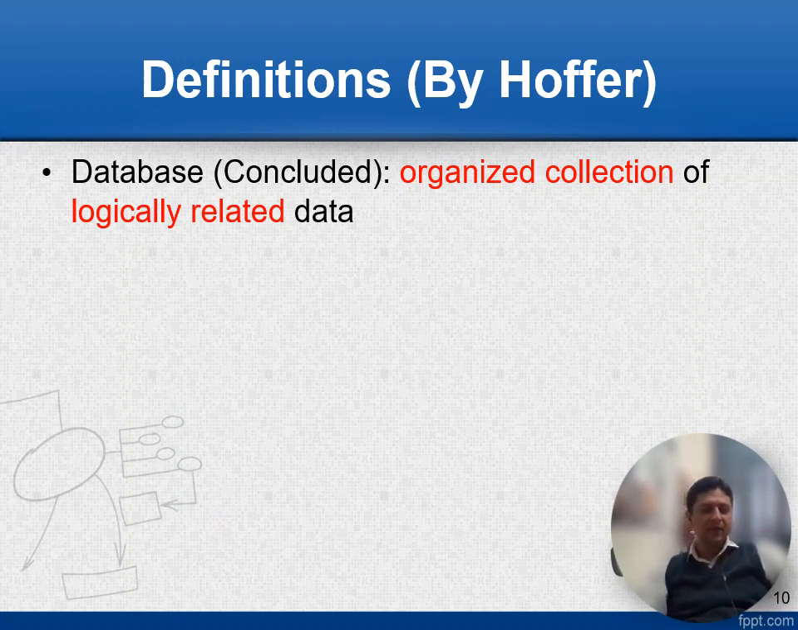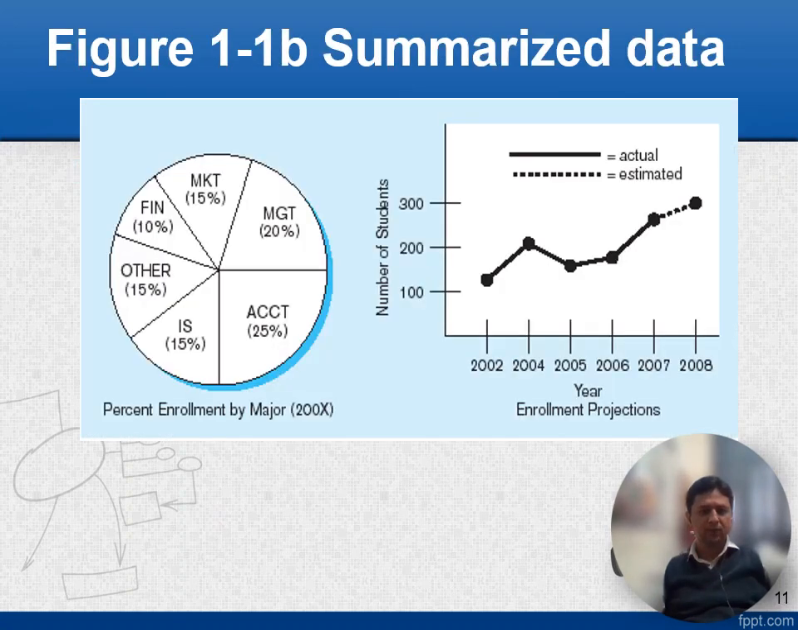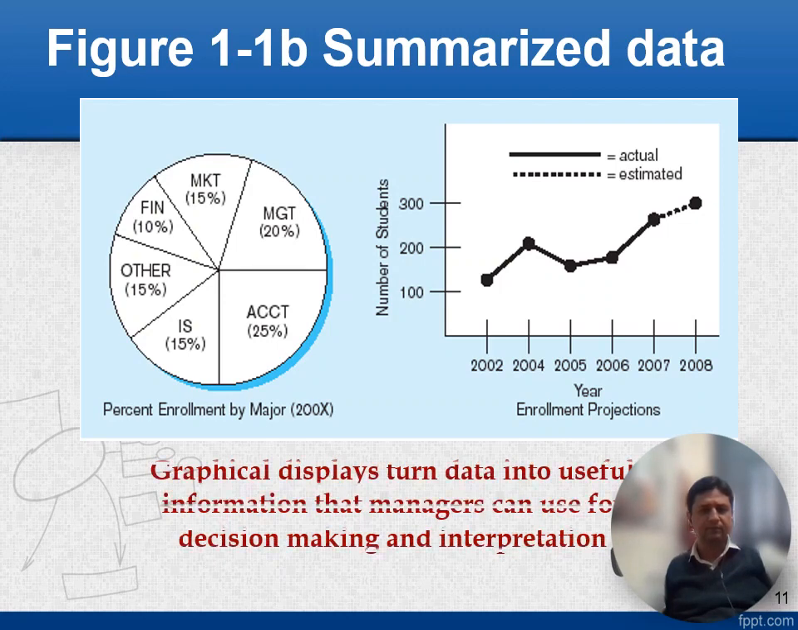So I hope my audience has got the concept of this definition and these four things, which are basically the core of a database: organized, data, collection, and logically related. So this is some summarized data that is basically used to add to the knowledge of the reader, because this data which is at the background has been processed and converted into information.